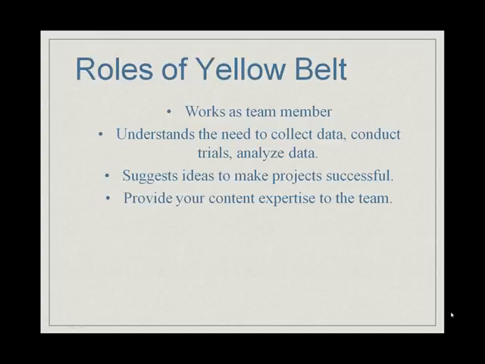As we mentioned, there's something known as a Six Sigma Yellow Belt. The Yellow Belt actually works as a team member. They understand the needs to collect data, conduct trials, analyze data. They suggest ideas to make projects successful. They provide content expertise, which is critical. Again, one of the reasons for historical failure is not involving everyone throughout the organization. Quite often, it's the individual that actually performs a process that may hold the key to improving that process.